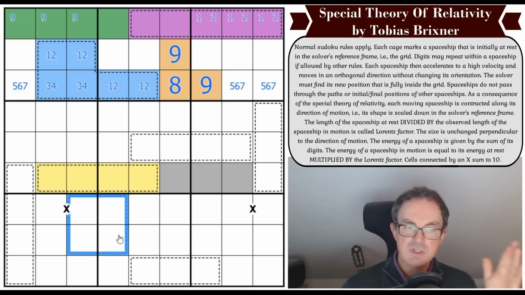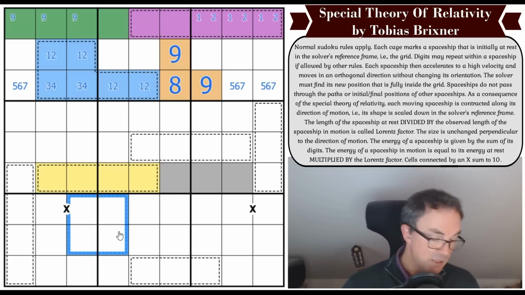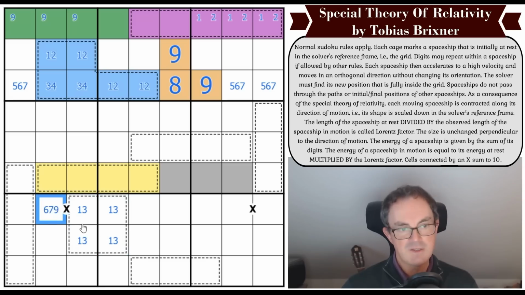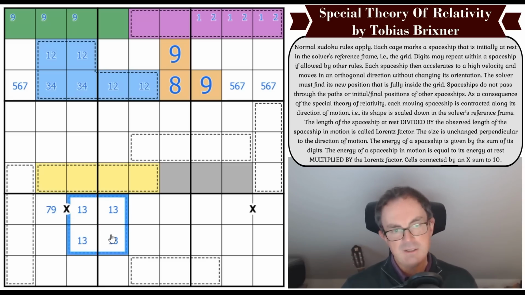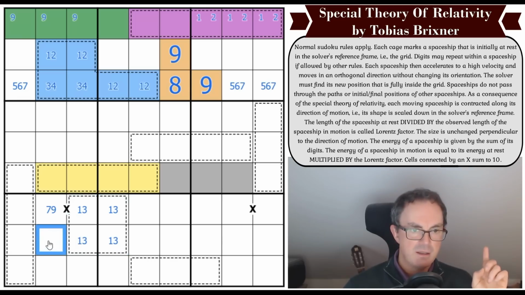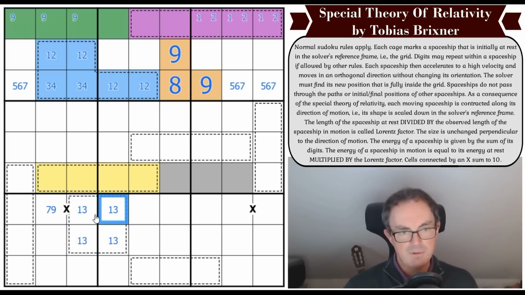So this can add up to no more than 8. And the only way it can add up to 8 is if it's a 1-3 pair. So that's a 7 or a 9 by the X rule. And so it's going to go there. Yeah, so what's going to happen?